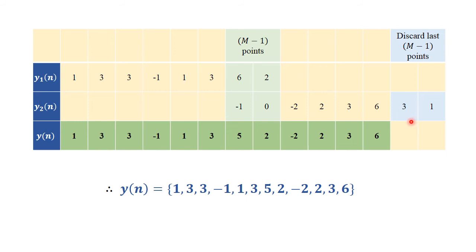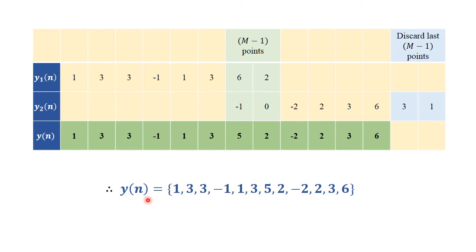So as per the procedure, discard the last m minus 1 points of the last sequence. In this case, y2 itself is the last sequence. Therefore, for y2, the last m minus 1 points are discarded, as represented here. Now whatever the remaining points, you just add them. So 1 as it is, 3, then these points are kept as it is. Here 6 minus 1, 5, 2 plus 0, 2, then the remaining points are kept as it is.